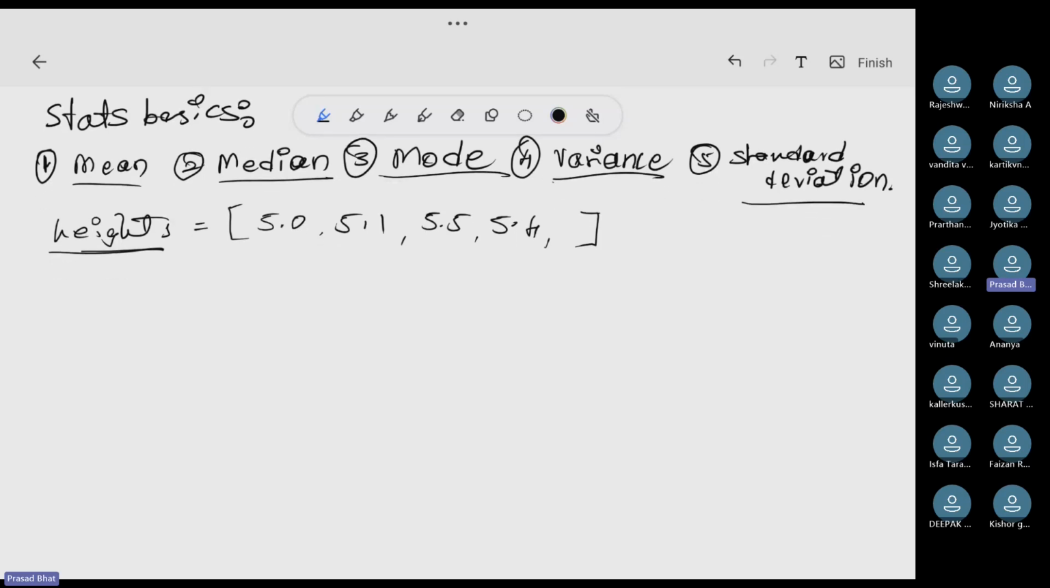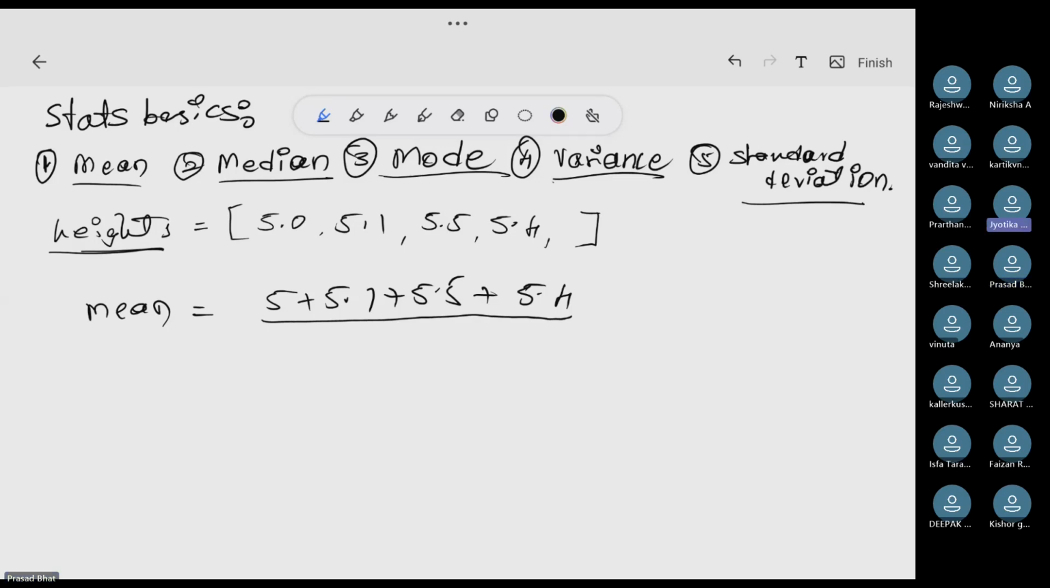How do you calculate the mean? Mean is equal to what? If I indicate these items, then how can you write it? 5 plus 5.1 plus 5.5 plus 5.4 divided by what? Divided by how much? 5? Why? 1, 2, 3, 4. There are only four data, right? Four samples. Yes.